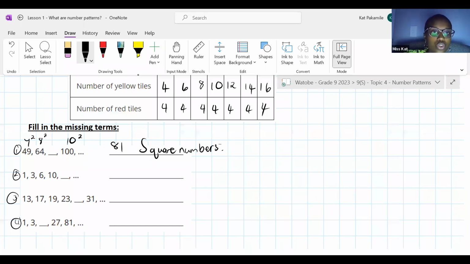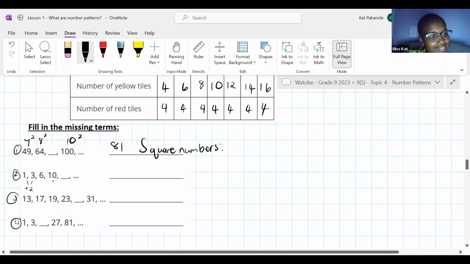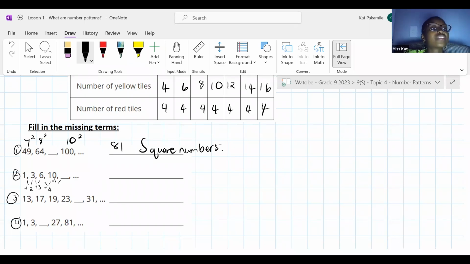You're welcome. Who's going to do the second one with me? Let's see. Nonkululeko has their hand up. Let's see if Nonkululeko is willing to do the second one with me. Good evening, ma'am. So I said that the answer for number 2 is 15, ma'am, because to get to 3 from 1, you add 2, then to get from 3 to 6, you add 3, and then to get from 6 to 10, you add 4, and so on. So you have to add 5, and it's 15.